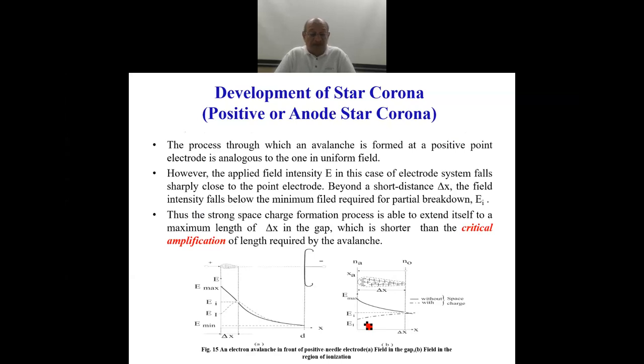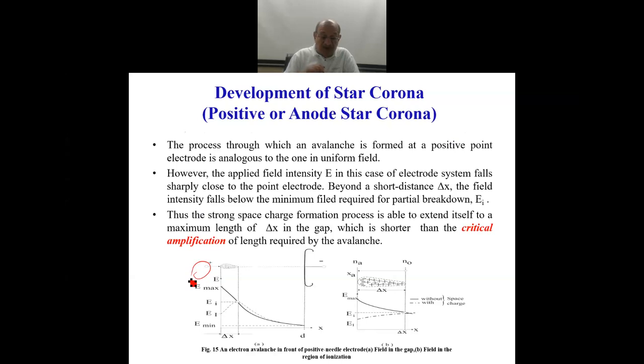However, the applied field intensity E in the case of a point electrode system falls sharply close to the point electrode. Unlike when you take a rod electrode, the field intensity in the gas would not fall away from the tip so rapidly as in the case of a point electrode or needle electrode, as we also call it. And beyond, as you see in this diagram below here, this is a point electrode.